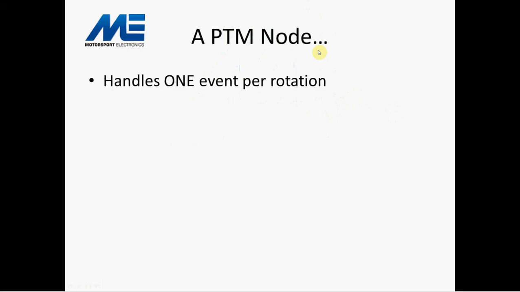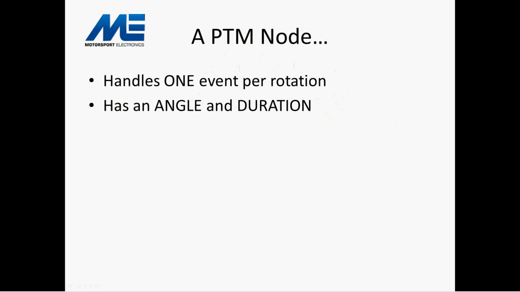So, a PTM node. When you design the processing chain for your engine, either you're using a standard off-the-shelf processing chain which will already have all of these defined for you, or you're defining a processing chain from scratch. You'll need to add PTM nodes to actually make outputs do something, because without a node there'll be no output control, there'll be no output stimulus, so nothing will happen, there'll be nothing synchronized to anything. First of all, a PTM node handles 1 event per rotation, so you can have up to 96 nodes on your processing chain in totality.